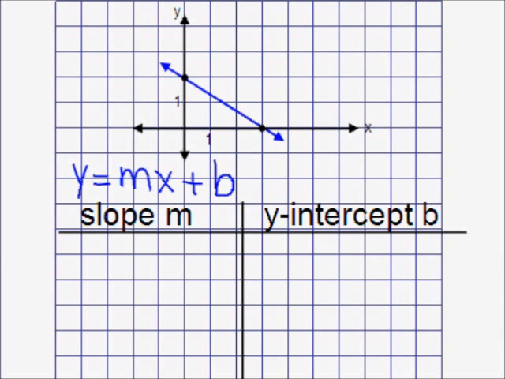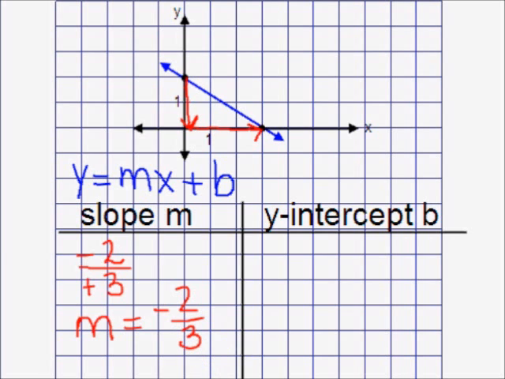So one way to find the slope if you have a graph is to count your rise over your run. To go from this point to this point, we have to go down 2 units, so our rise is -2. And then we have to go right 3 units, so our run is +3. So simplifying, that tells us that the slope of this line is -2/3.